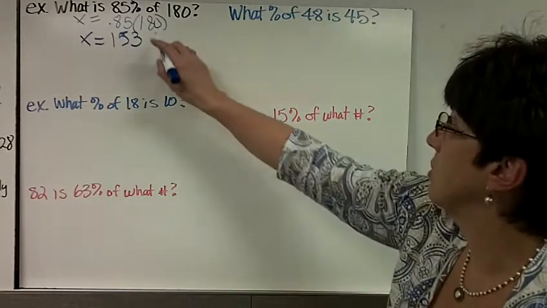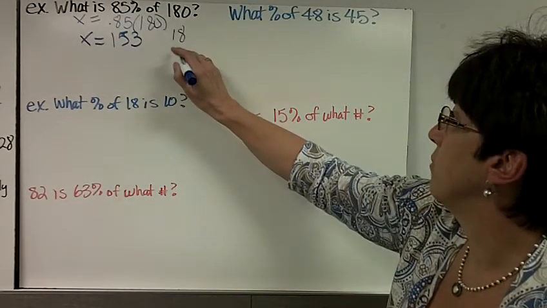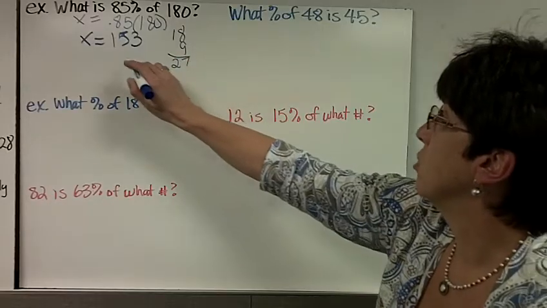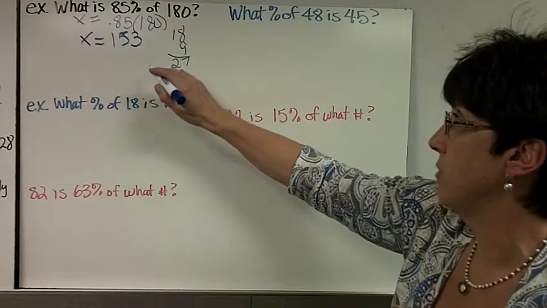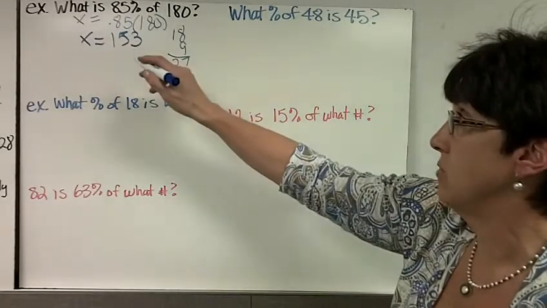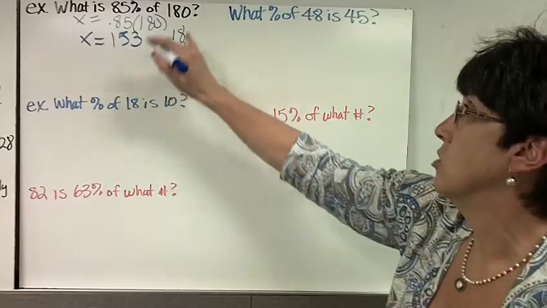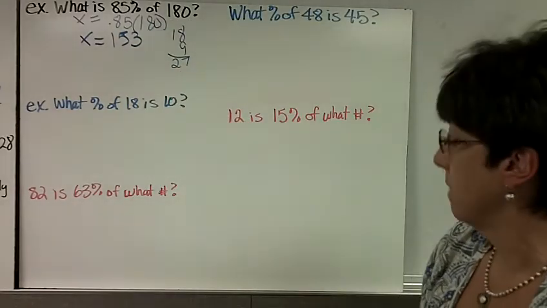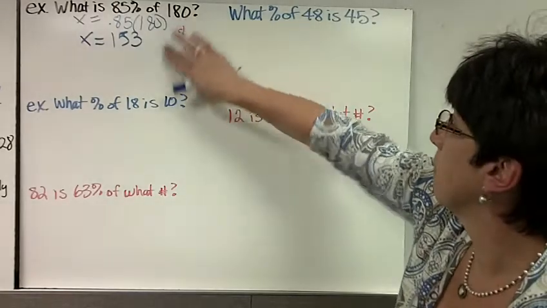All right, let's do that. 10% is 18. 5% would be 9. 18 and 9 is 27. So that's my 15%, and if I want to find 85%, I could just subtract 15 from 100 and get 85. So 180 minus 27, that's your 153 also. Okay, I'm going to erase this back.